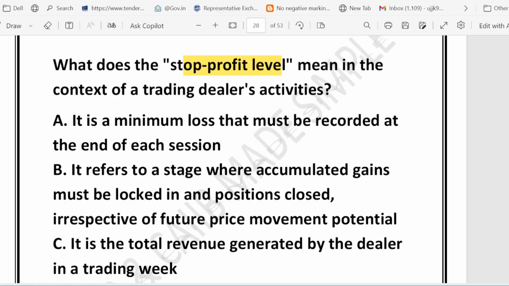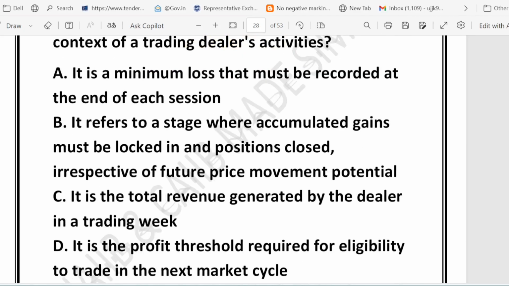Option B, it refers to a stage where accumulated gain must be logged in and position should be closed. Option C, it is the total revenue generated by the dealer in the trading week. Option D, it is the profit threshold required for eligibility to trade in the next market cycle. So let's look at option number A. What do you think about option A? It is wrong. Why? Because this is the total opposite of what stop profit means, right?